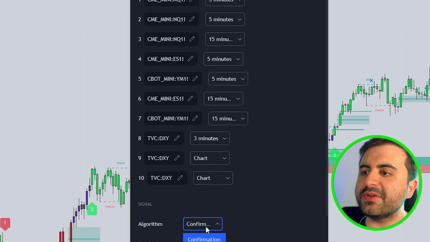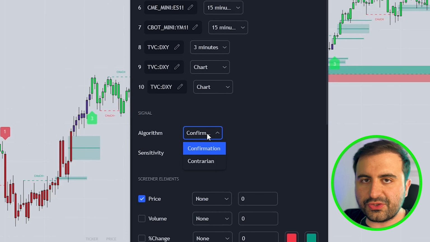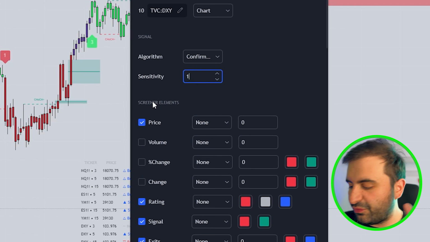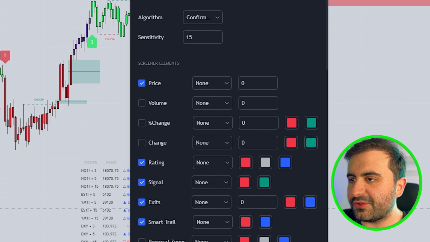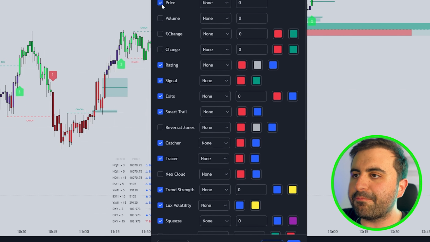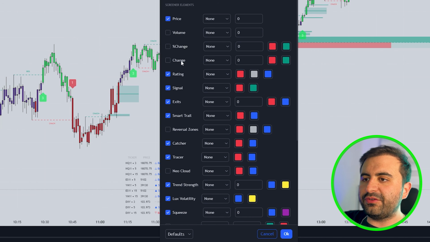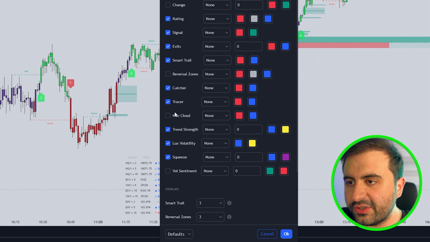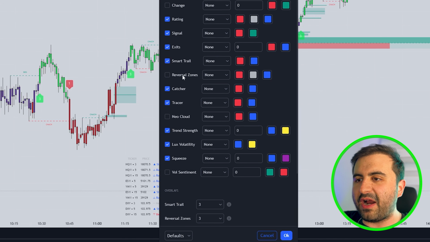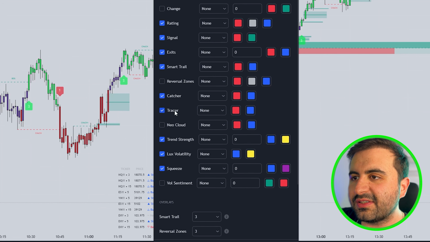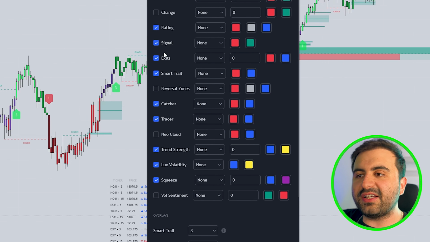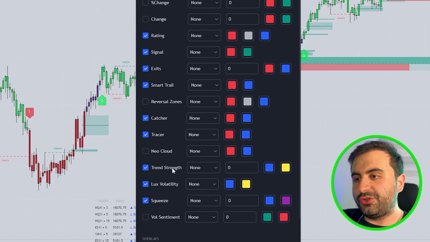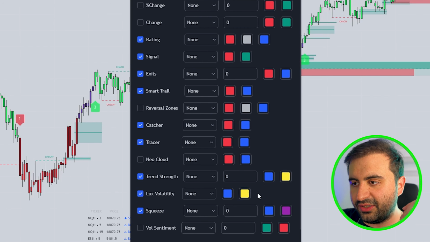The algorithm is confirmation, because I use signals and overlays on the confirmation and exits method. Let's make it 15 for demonstration purposes. And now the other settings. We have price, we have volume, we have the change rating signal. Everything is available for you to enable or disable. What I have enabled: the smart trail, the trend catcher, the trend tracer, the ratings, the signal, and the exit. Exit means that if we get any sell signal, take profit, I mean. We also have the trend strength, the volatility, and the squeeze.